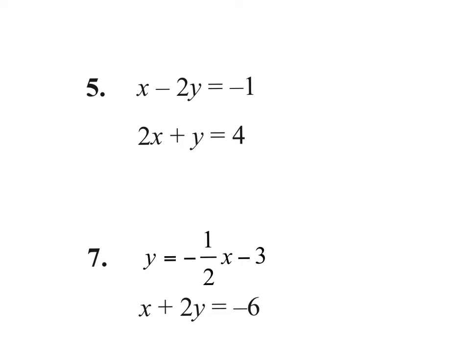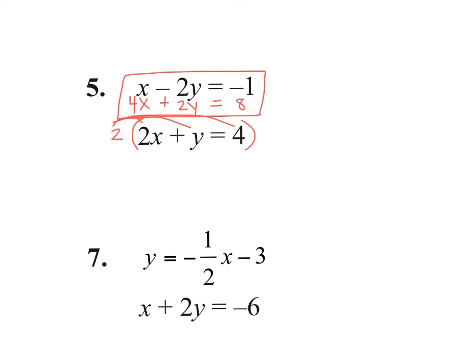So what I would do is I would take this whole equation and I would multiply it by 2. So I'm going to distribute that 2 to everything. I'm actually going to just put it right here. Squeeze it in here. So 2 times 2x is 4x, plus 2 times y is 2y, equals 2 times 4 is 8. So now my two equations are these two.